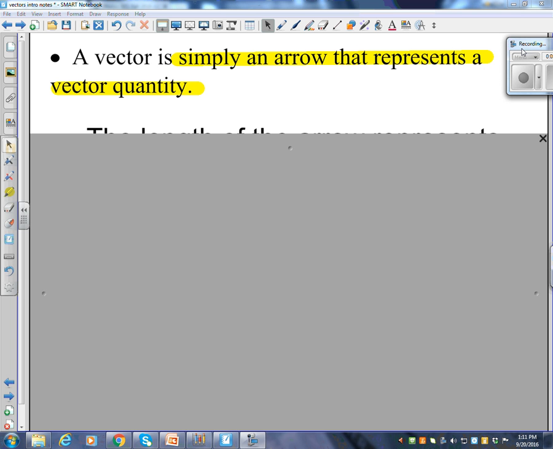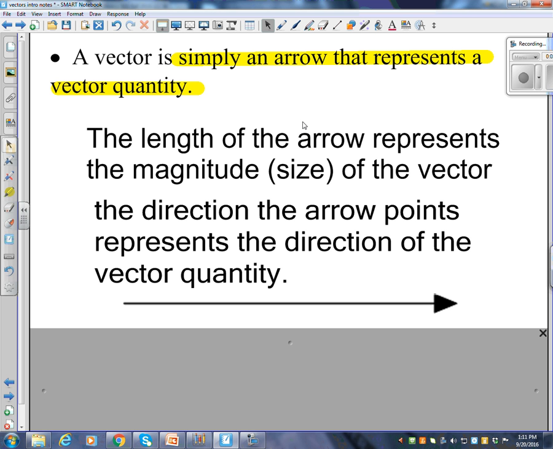You could even say it's a scientific model, because you can't really see a vector quantity, so the arrow is the model for that. It's our way of describing it, right? Okay, so what's a vector quantity, Mr. Bennett? You didn't really say a whole lot, right? The length of the arrow represents the magnitude or size of the vector. Quite often I get kids asking me, what is the word magnitude, Mr. Bennett? Well, it means the size. And the direction that the arrow points represents the direction of the vector quantity. So it's our way of describing this vector quantity that I still haven't told you about.